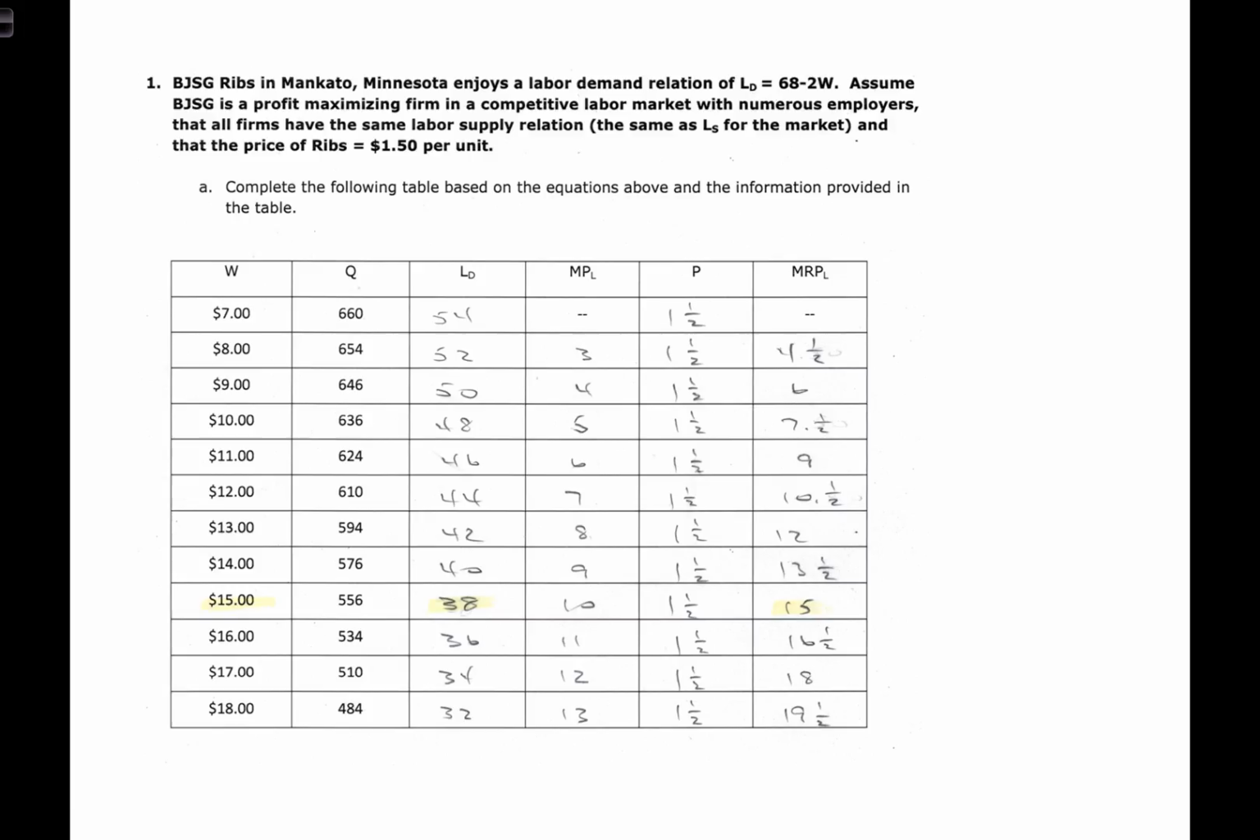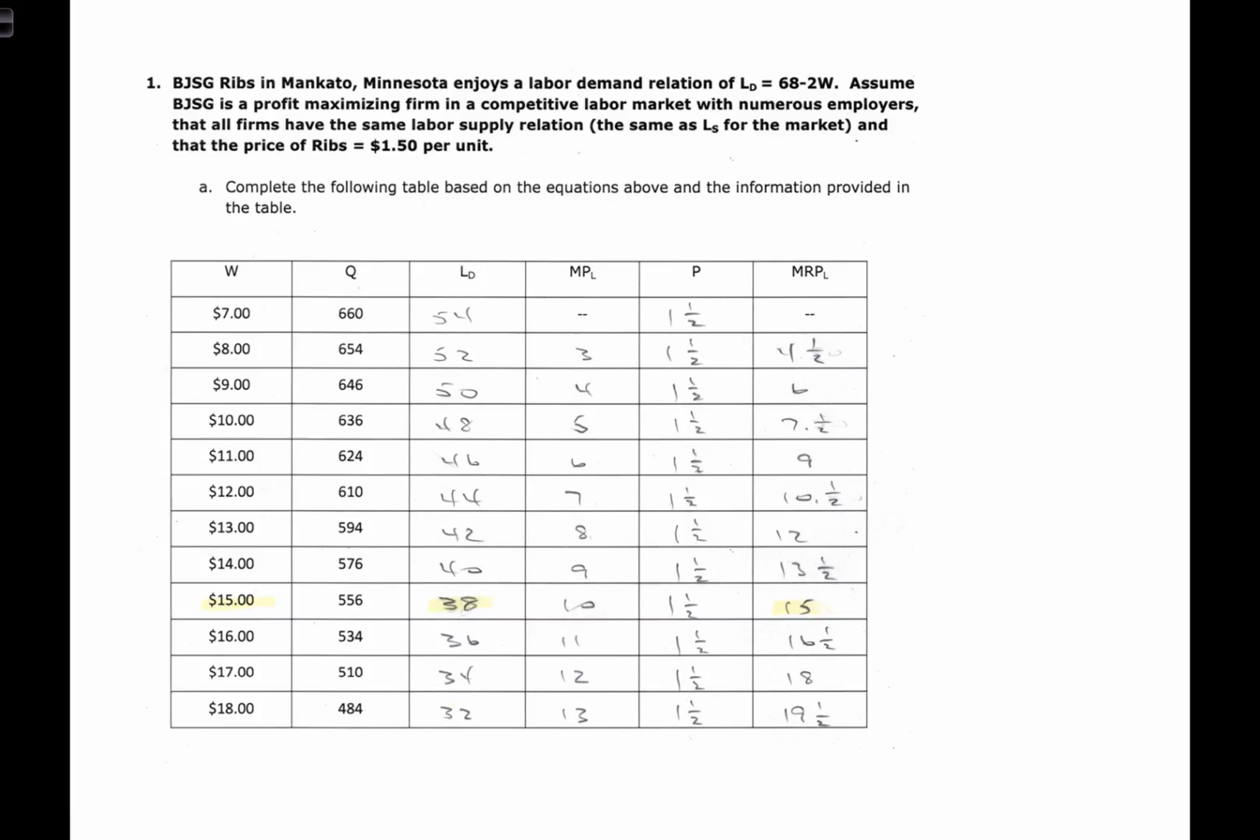So to get labor demand, of course, all I'm doing is I'm substituting into the labor demand equation the wage value. So 68 minus 2W, or 68 minus 14, is 54. 68 minus 2 times 8, so 68 minus 16 is 52. And then we go ahead and just do that all the way down to a wage of 18, and we see we're going to go from 54 down to 32.